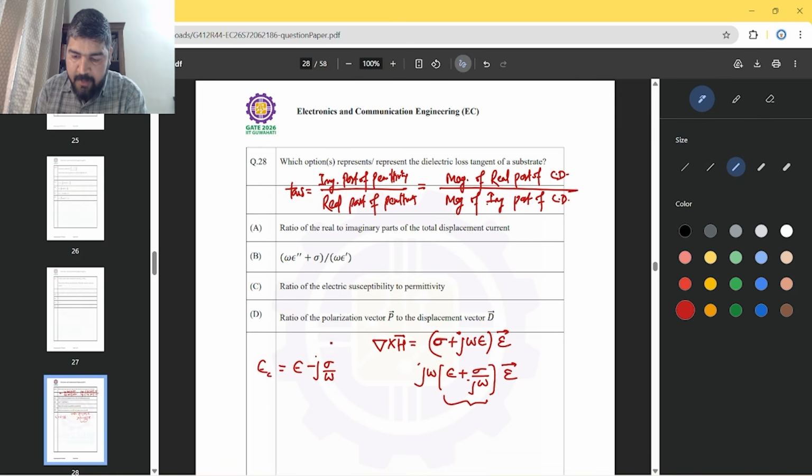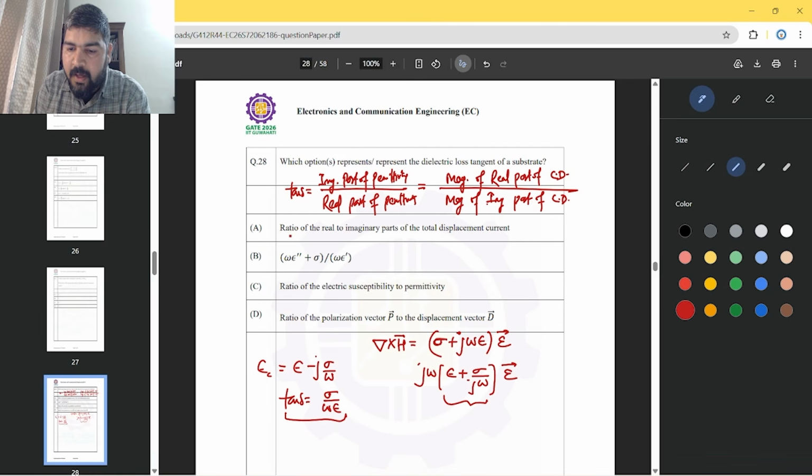For this complex permittivity, we can calculate tan delta. Tan delta will be equal to, obviously I have to take the magnitude of the imaginary part, so it will become sigma by omega epsilon. For a conducting medium, this is tan delta. But the problem is this is not given in any option. So that's why we have to look option-wise.